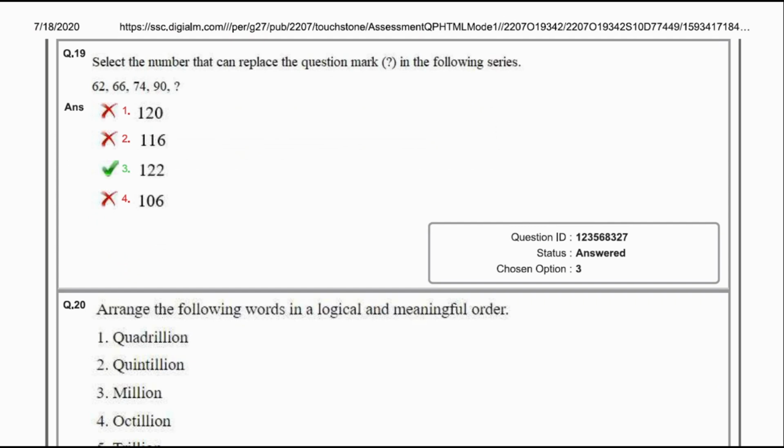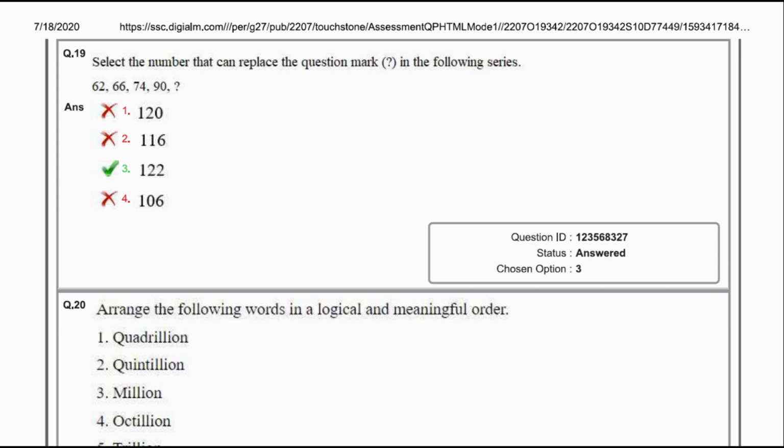Select the number that can replace the question mark in the following series. 62, 66, 74, 90. Then 4 is increasing in this, then after that 8 is increasing, then after that 16 is increasing, then 32. 122 is the correct option, option 3rd.